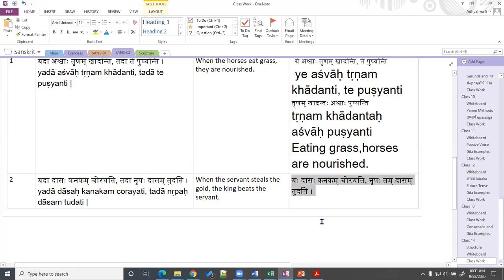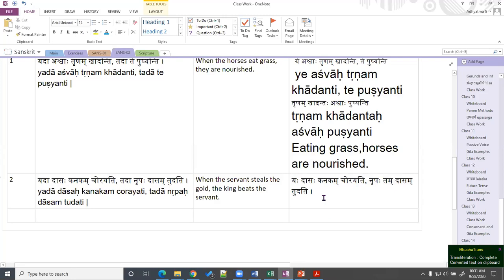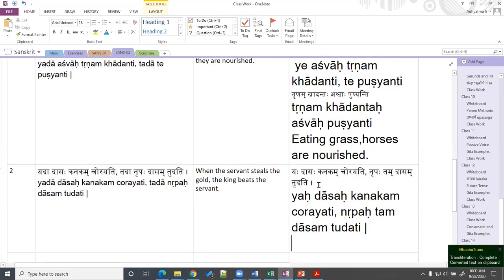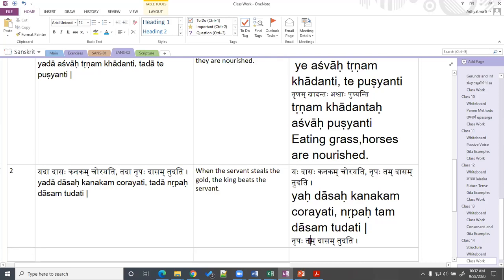And once it is in this format, then you can easily convert it into the participle form. How will you convert it? Kanakam chorayan dasa. Look at the main sentence. The main sentence is nrupaha tudati, that is the correlative clause, the main clause. Dasam is coming here in the accusative case, so we will have to use the accusative case. So we'll say nrupaha, instead of tam, kanakam chorayantam dasam tudati. Nrupaha kanakam chorayantam dasam tudati.